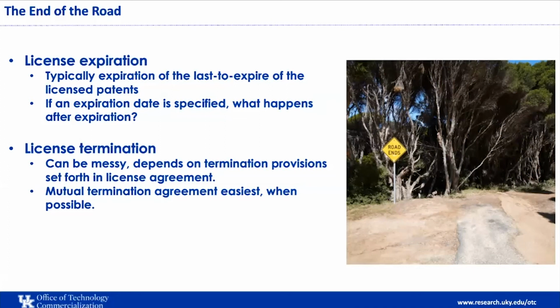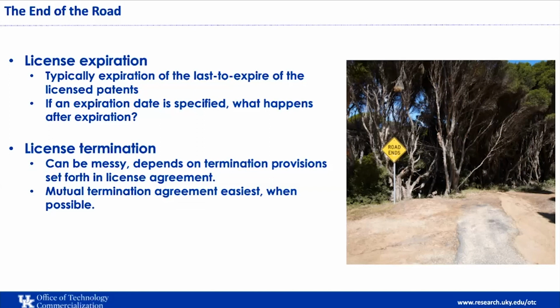And then termination of license agreements. Although we set out procedures for terminating agreements when the licensee doesn't hold up their end of the bargain, terminating them is not always easy. It can be messy, because it depends on what is a material breach of the license agreement, what amounts to a material breach and what doesn't. There can be reasonable differences of opinion there.